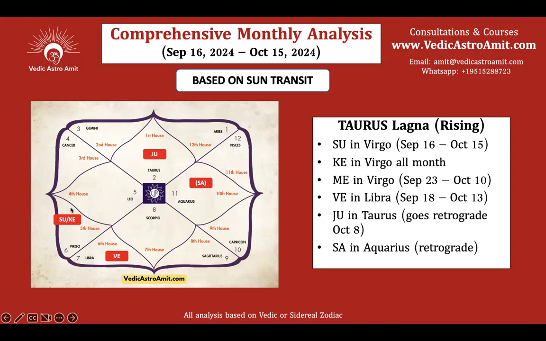This is what's happening. Sun will be transiting through the sign of Virgo, and that is your fifth house. So from September 16th through October 15th, Sun will be in your fifth house. And so your fifth house is completely activated.